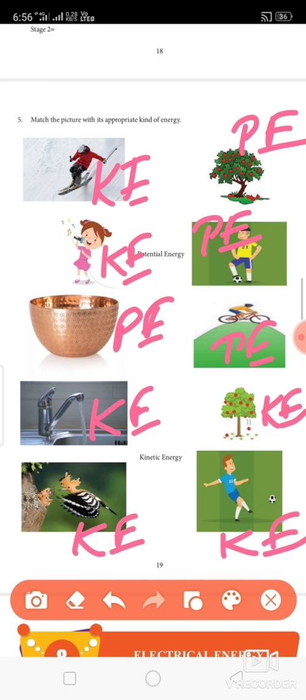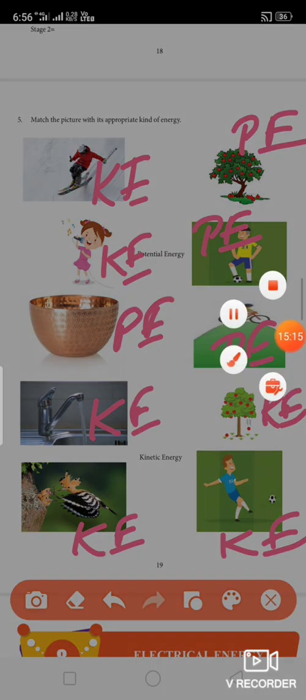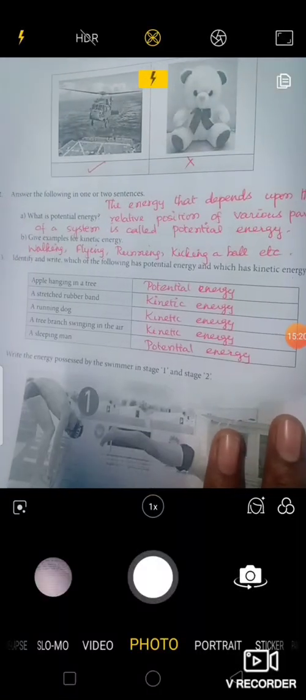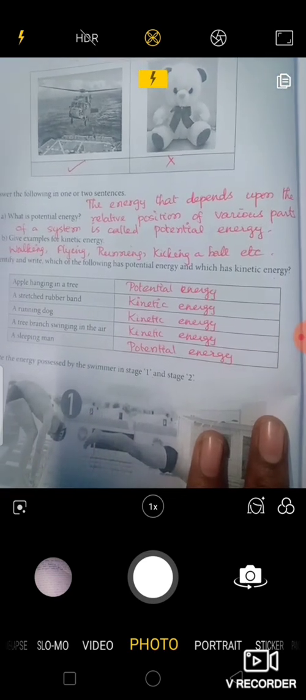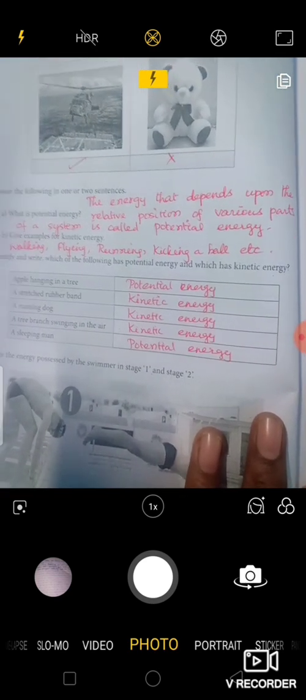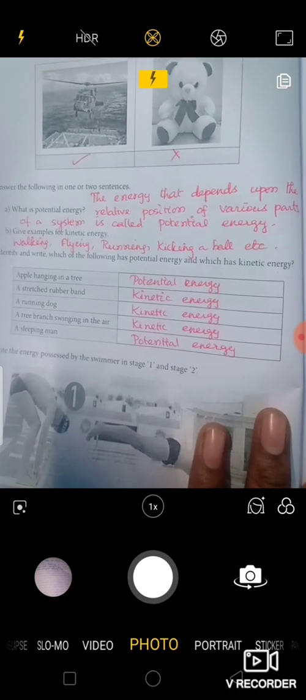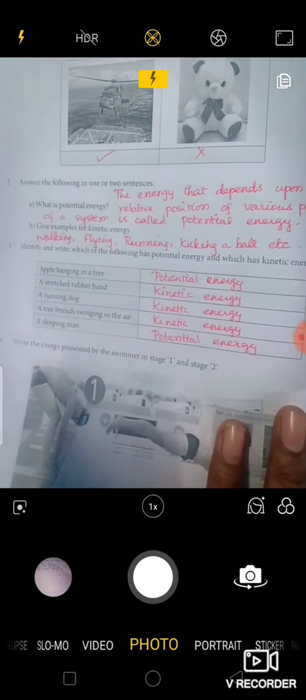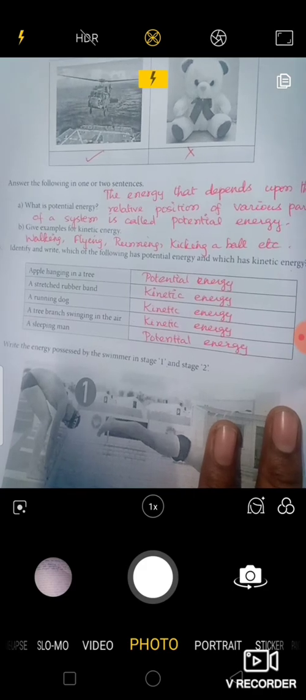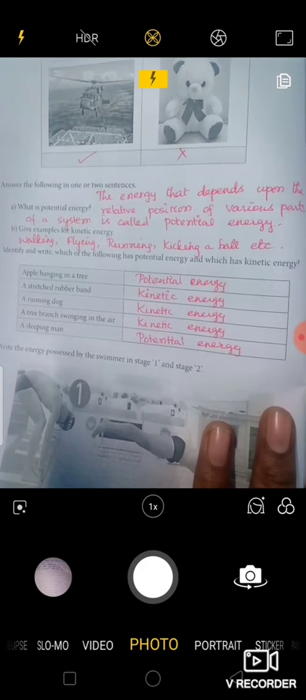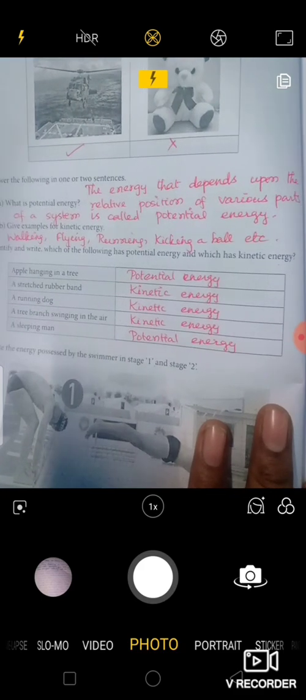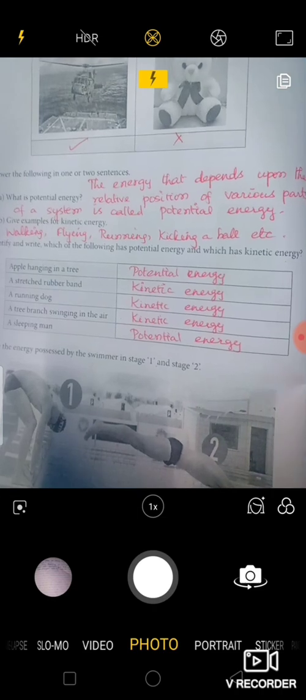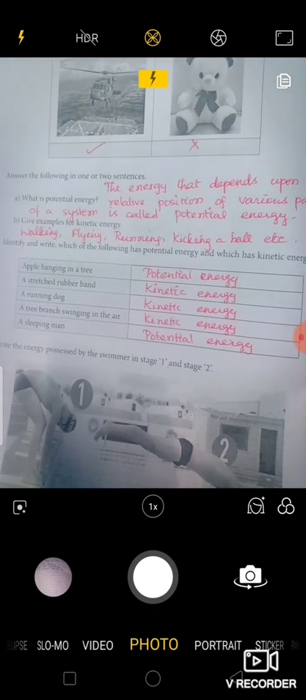So let's see the answer for the second question. What is potential energy? The energy that depends upon the relative position of various parts of a system is called potential energy. Okay. The second question, give an example for kinetic energy. Anything moving will be an example for kinetic energy. Walking, flying, running, kicking a ball.